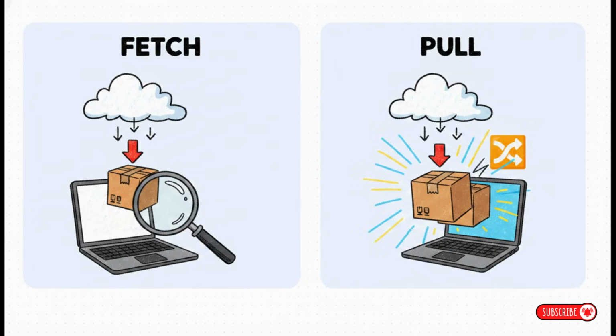From an interview point of view, remember this difference. They will absolutely ask you this. What is the difference between fetch and pull? Well, git fetch safely downloads remote commits so you can inspect them, but it doesn't touch your working files at all. Git pull, on the other hand, is a 2-step process. It runs a fetch, and then it immediately forces a merge right into your current working branch.